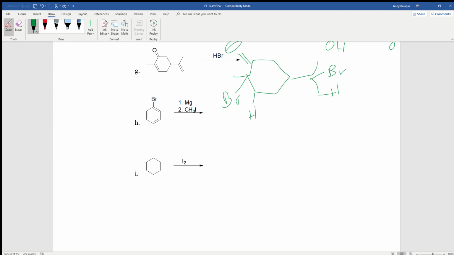In part H, we have 2 steps here. The first is magnesium adds. It inserts itself between the carbon and the bromine to form a Grignard reagent, and the Grignard reagent does a substitution reaction onto the methyl iodide, and the overall result is that we get an aromatic ring containing a methyl group.